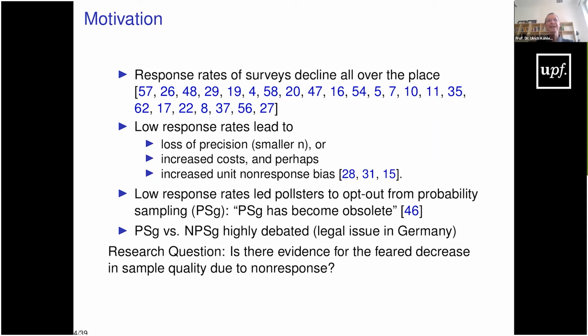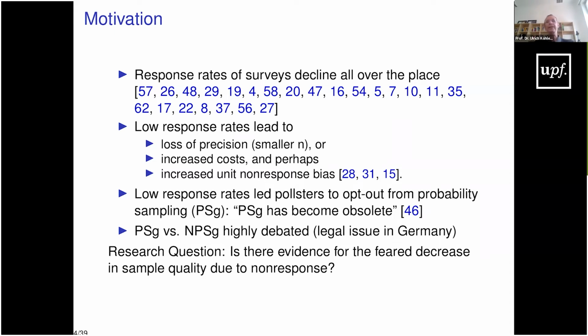Of course, loss of response rate leads immediately either to a loss of precision, because we have a smaller number of observations, or to increased costs if we try to counteract this loss of precision by a longer fieldwork time or whatever mechanisms we use to increase the response rate. And perhaps, but that's actually not automatically the case, the decrease in response rate may also lead to an increased unit non-response bias. There have been papers that looked at that, and the older papers usually say that there is no such connection, but there's also a newer meta-analysis which said that there is some association between the response rates and the non-response bias.